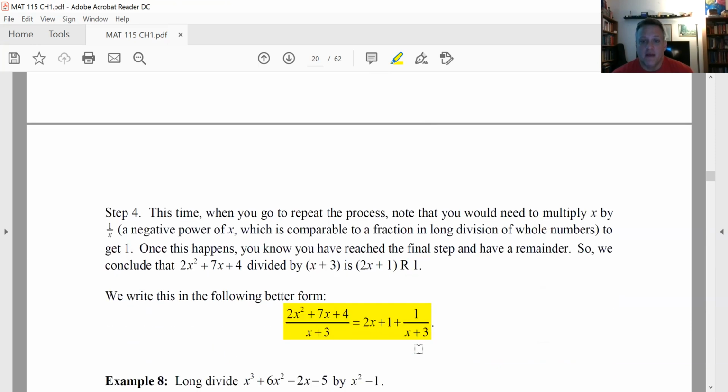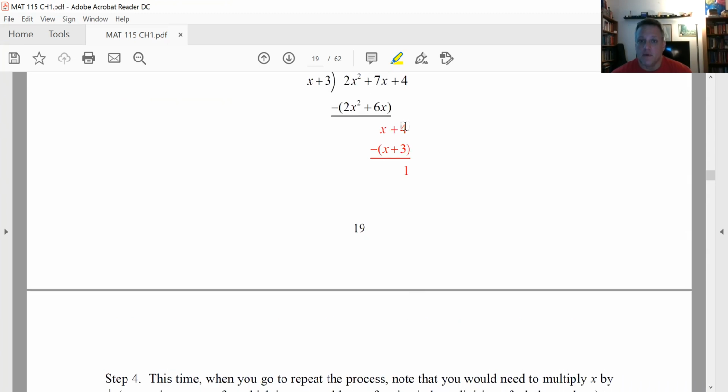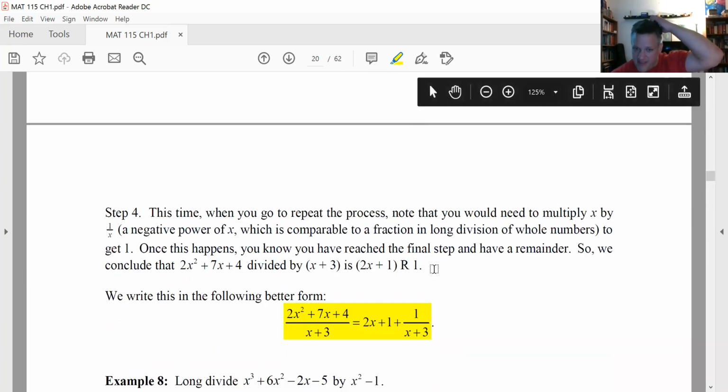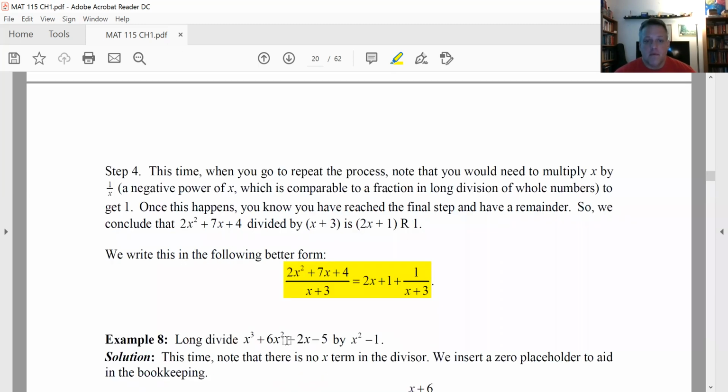And so in the end, the quotient technically is 2x plus 1, remainder 1, but I don't want to write it like that. I want to write this as what we're going to call a rational expression in the next section. Namely, write it as 2x plus 1, and then plus that fraction. It's 1 over the divisor. All right. Here, same sort of idea.